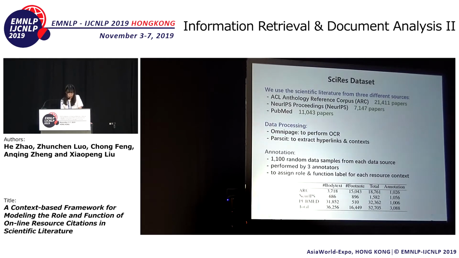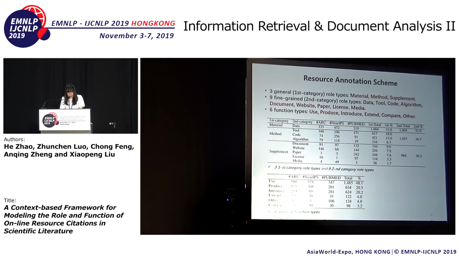Then for the annotation, we randomly chose 1,100 data samples from each data source, and the annotation is performed by 3 annotators, who are asked to assign role and function labels for each resource context. So finally, we got 3,088 data samples for both training and testing.